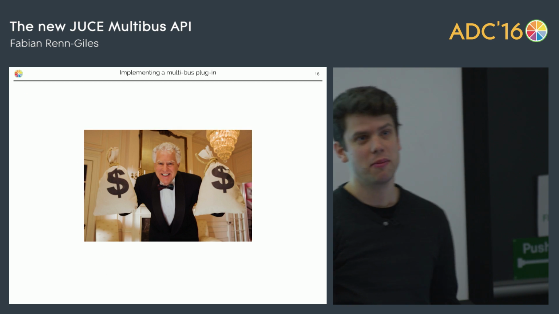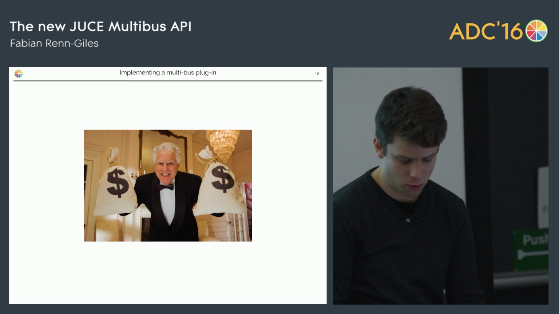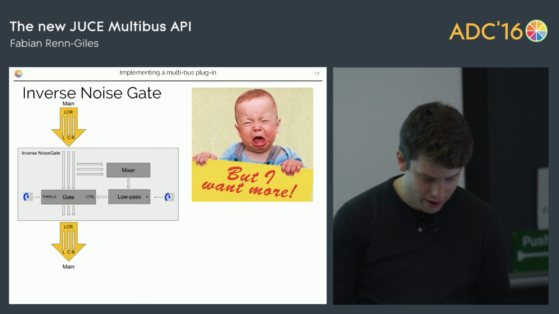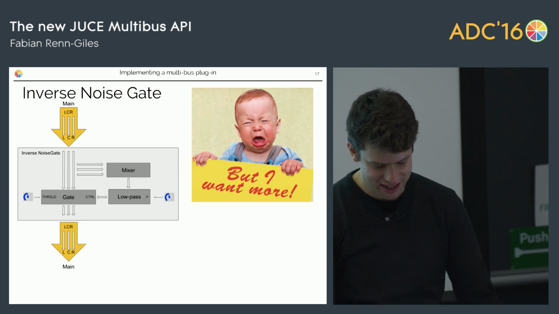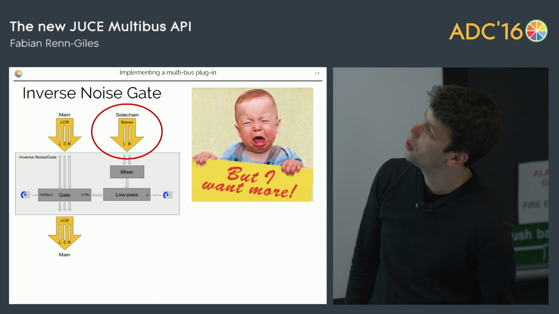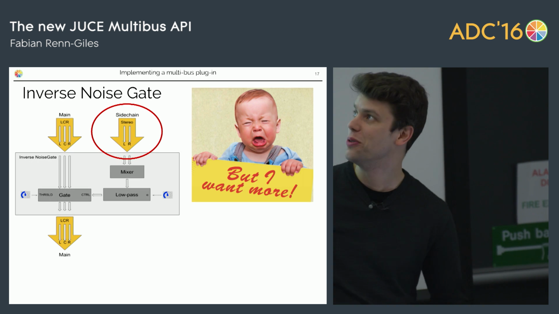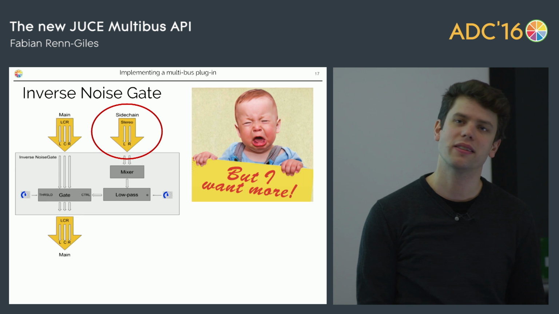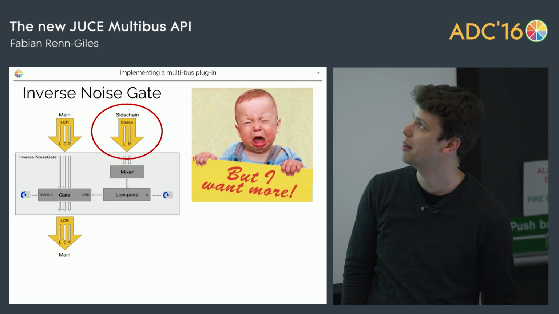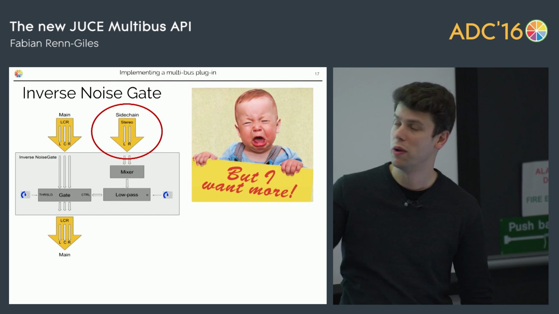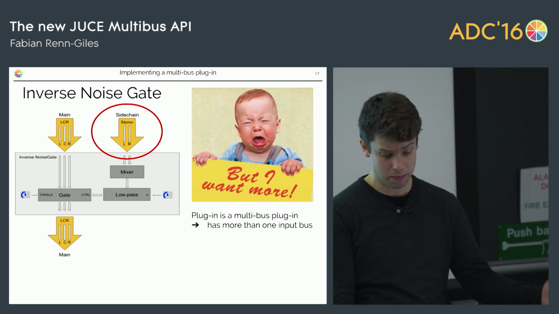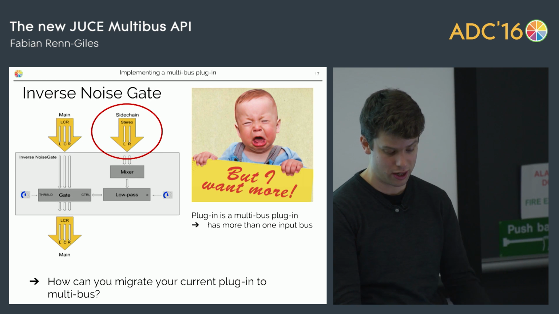Now all is good, you make a lot of money, but then one day, of course, the customers come along. I want more, it's not enough. This inverse noise gate needs to do more. And what they want is a sidechain, right? They don't want to necessarily use the main audio bus as a control channel, but they want another input bus, a sidechain bus, with which they can control the gate. So obviously now this plugin is a multibus plugin, has more than one input bus.